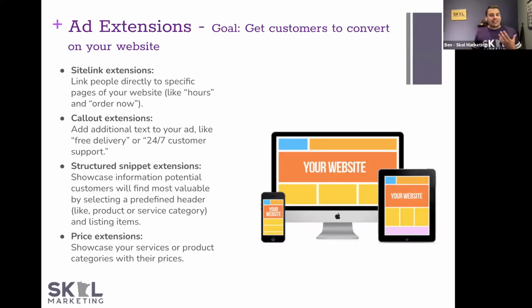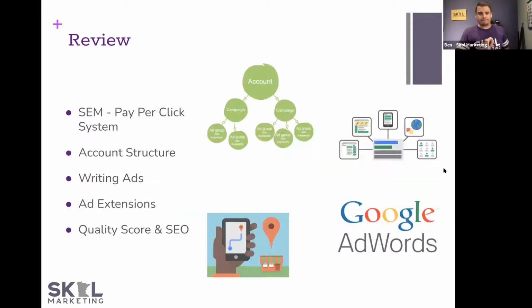There's something called a structured snippet extension. You can show potentially valuable information, for instance your product or service categories. Really what you're doing is taking some information from your site and laying it out like a product or service category that might be beneficial to users. And last but not least is a price extension. We can showcase our services or product prices, if you so choose. Some people like that, some people don't. But again, you have these options and you can pick and choose which ones fit you and fit your demographic and business.